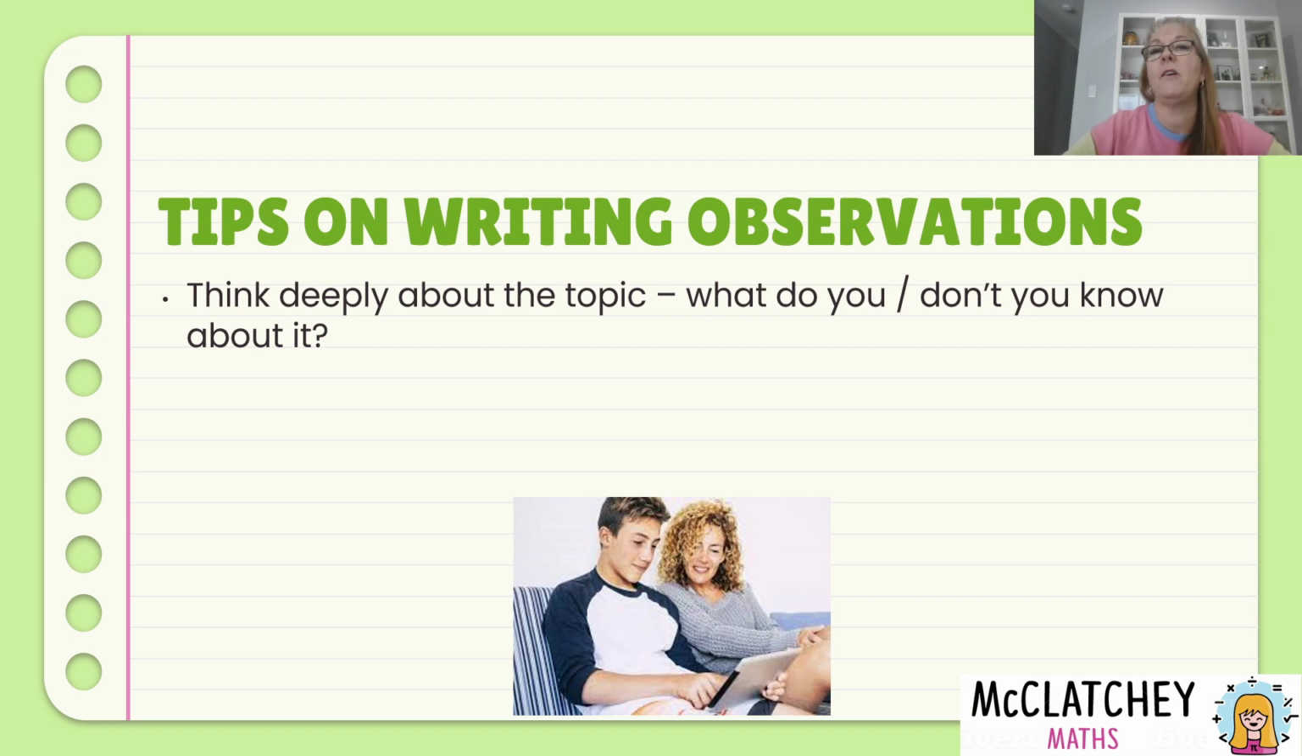Okay, here's some more tips on how to write those observations. Firstly, before you start writing, think deeply about your topic. What do you know about the topic and what don't you know about the topic? This is a good time to have some conversations with the adults in your life to get a little bit more information about your context.